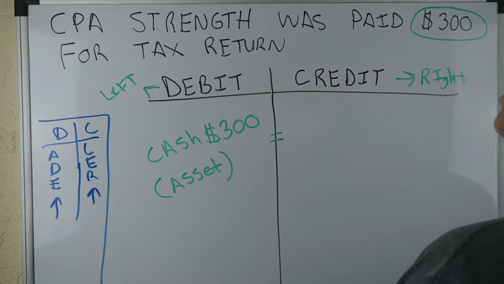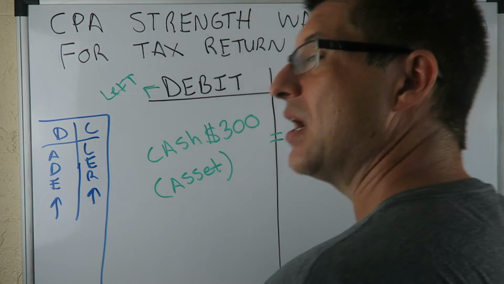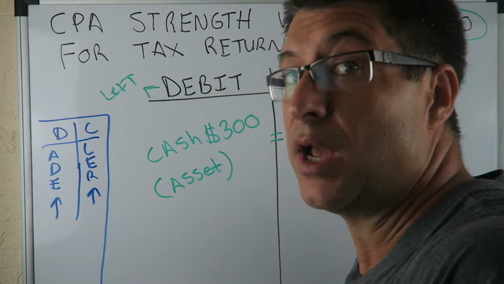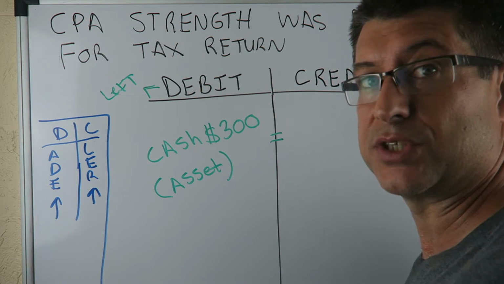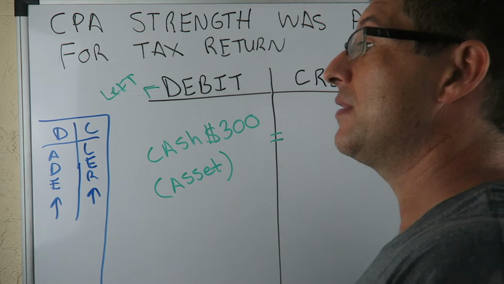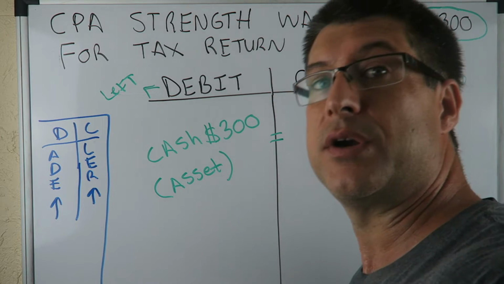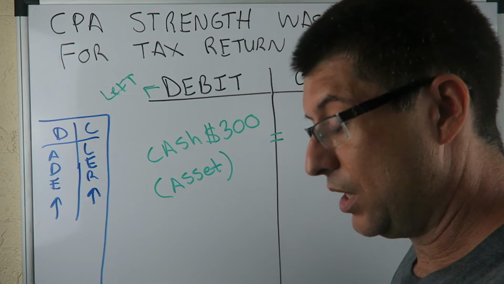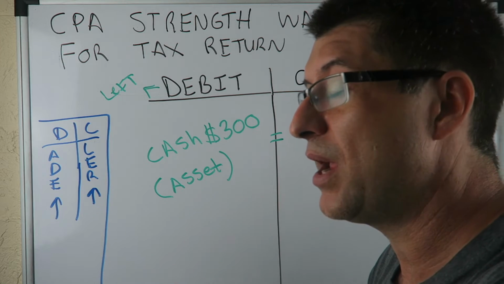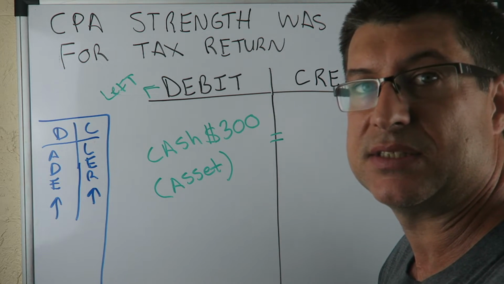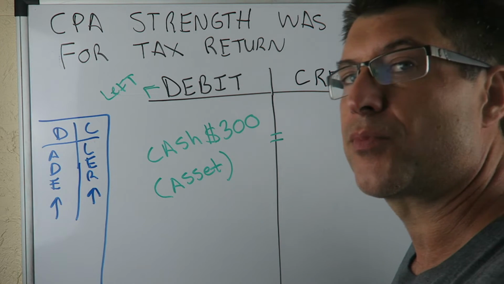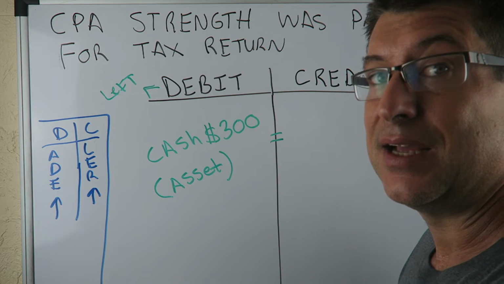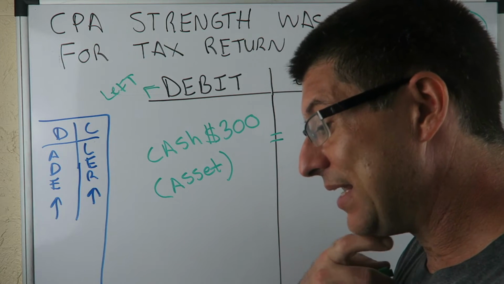And why did I get $300? What did I do to get $300? I performed a tax return, and that's money coming in for an ordinary business venture. Something I do in my everyday business. It's how I run my business. So we know after doing these, that money coming in is a revenue.